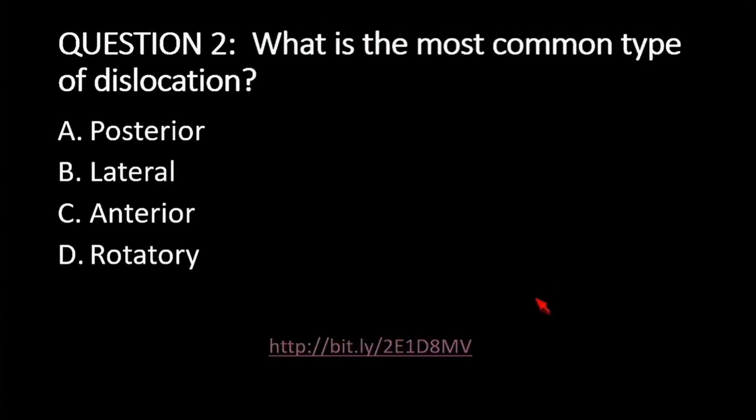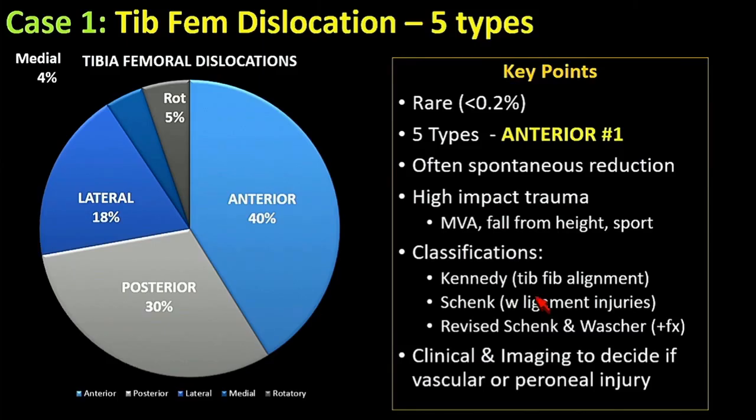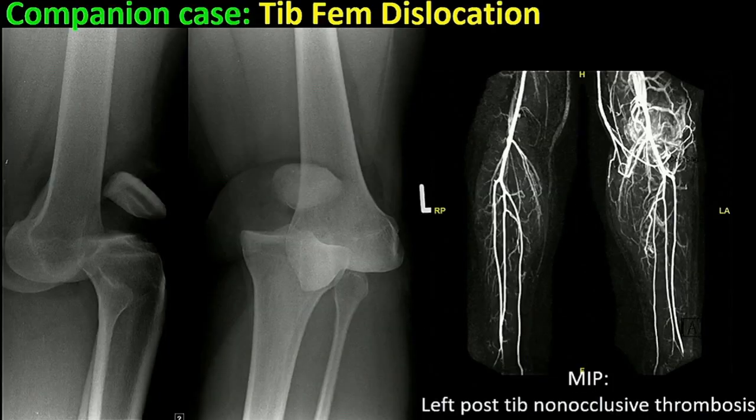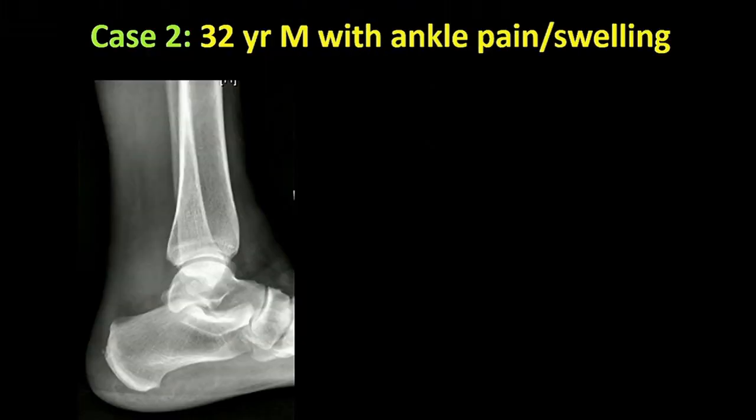Let's go back out. I'll go to my next slide. So there's 5 types. As I said, anterior is probably the most common, about 40%, with posterior following very closely behind. And like I said, there's usually high impact trauma or fall from a height. There's several different classifications. We're not going to go into that in this particular course, but you can look those up on your own. So look at the clinical and imaging findings to decide whether you are going to do the further imaging. And this is a very frank case of tib-fem dislocation, and here we have angio with some non-occlusive thrombosis of the left posterior tibialis. We'll move on to our next case.